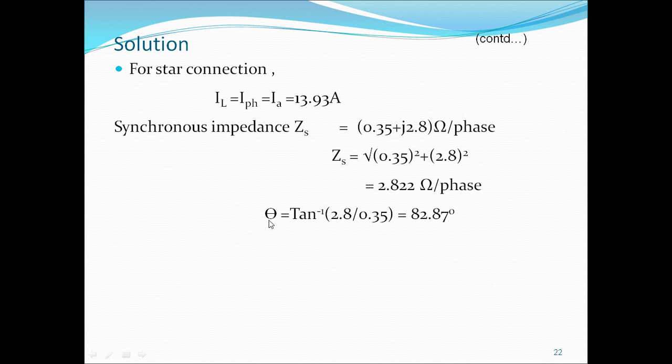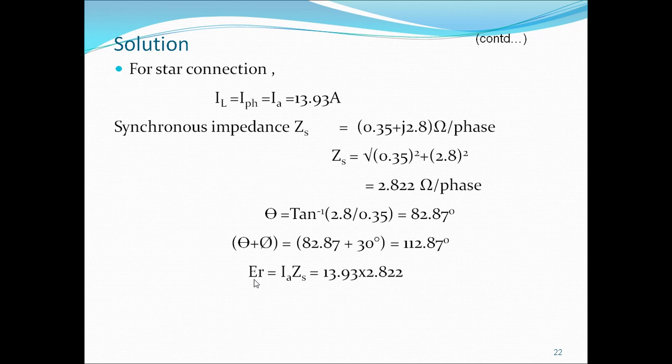Where internal angle theta is equal to tan inverse of Xs by RA. So that is tan inverse of 2.8 by 0.35, that is equal to 82.87 degrees. If you add both theta and phi, that is 82.87 plus 30 degrees, so that is 112.87 degrees.